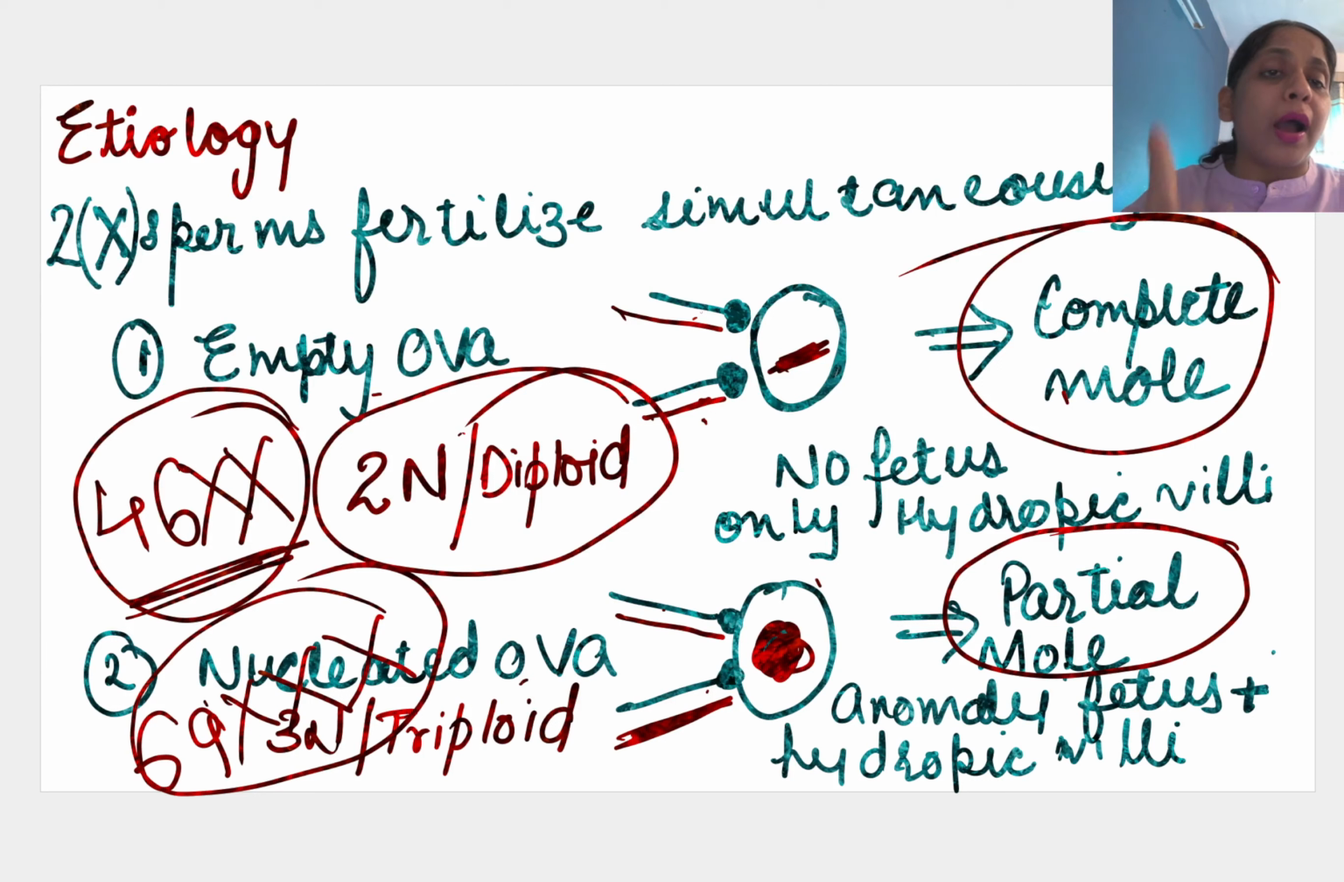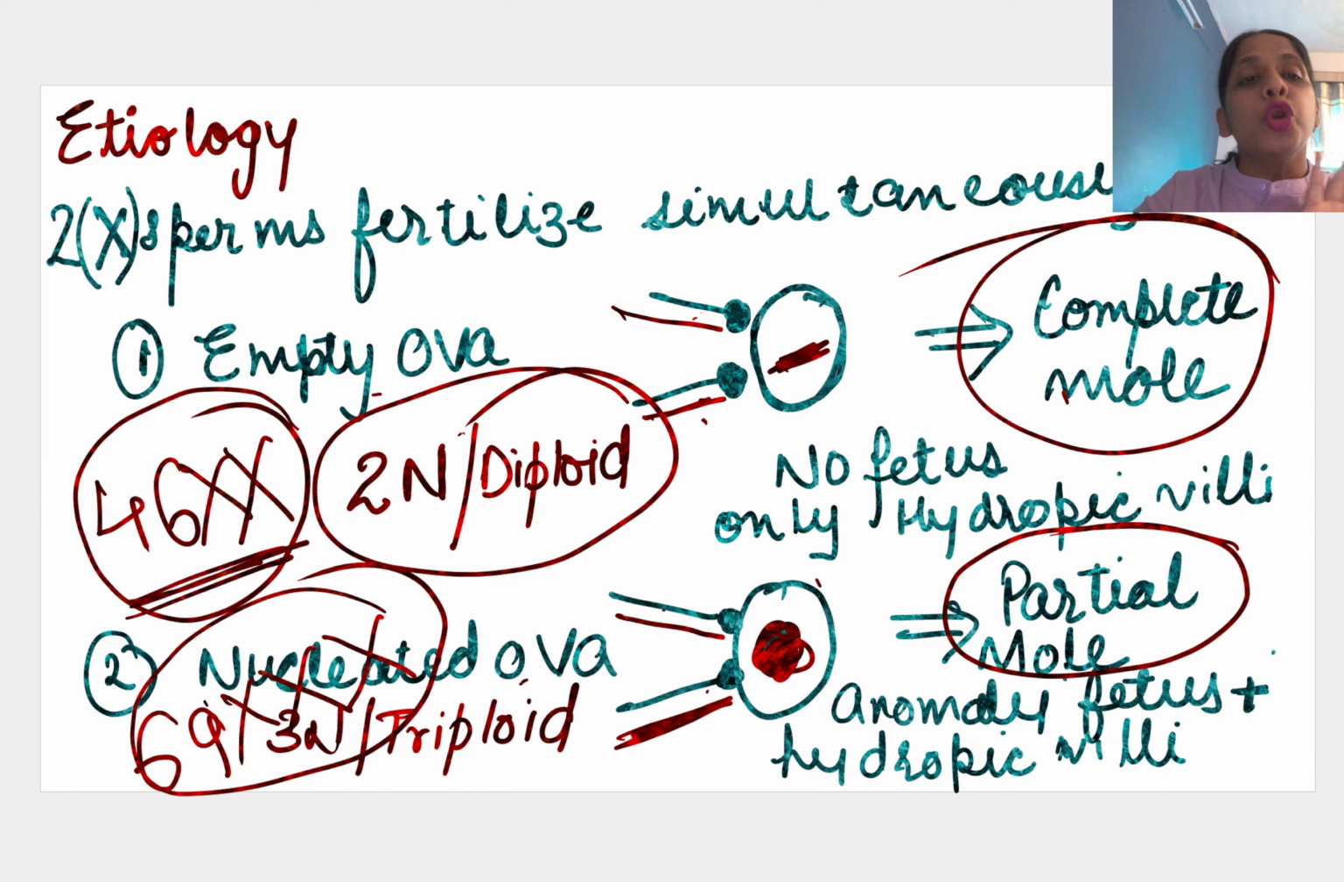Please don't mark these things wrong. These can be asked in the exam. No doubt clinical scenarios are asked, and you are all very clear on the clinical scenarios, but please don't mark these things wrong either. These are the basics of molar pregnancy.